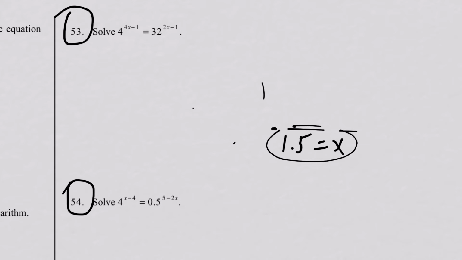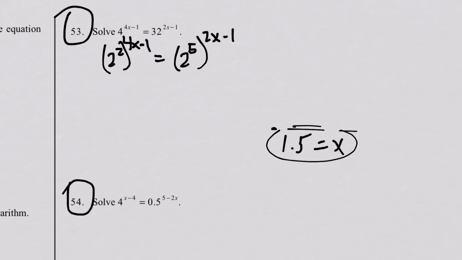And this one can be solved without logarithms because I do notice that 4 and 32 have the same base. Those are both powers of the same base, which is 2, right? So I can write 4 as 2 squared to the power of 4x minus 1. And I can write 32 as 2 to the 5th to the power of 2x minus 1.